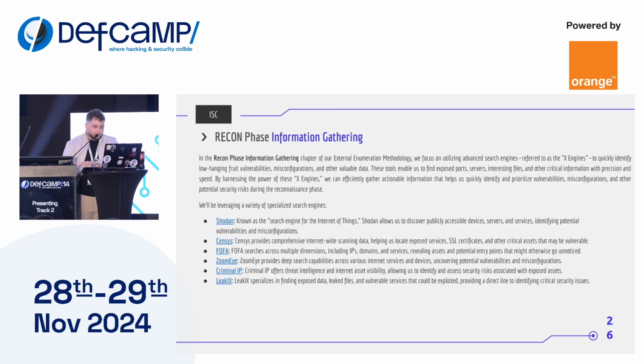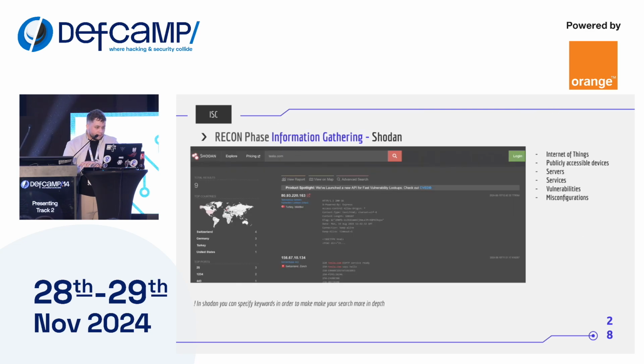So for this, we are going to use Shodan, Censys, FOFA, ZoomEye, Criminal IP, and LeakIX. I think everybody knows Shodan. In this case, we searched for Tesla.com, and we saw that only 9 results appeared. But since Shodan uses some custom keywords, if you use them, you're going to get more information on Tesla's domain.